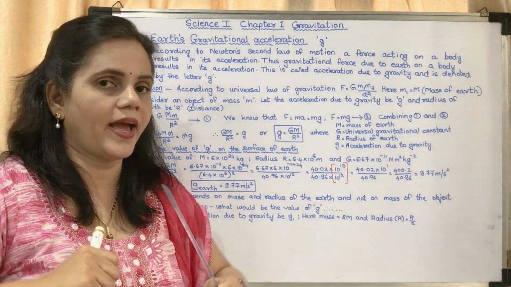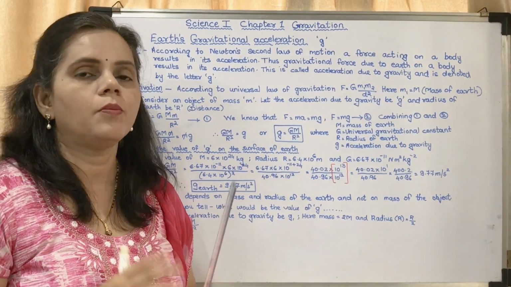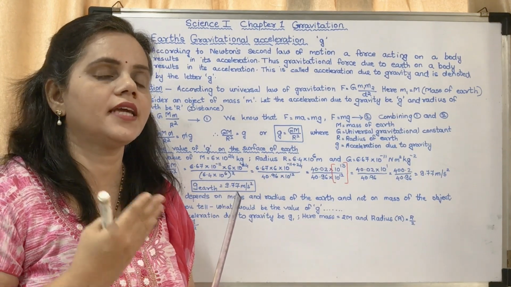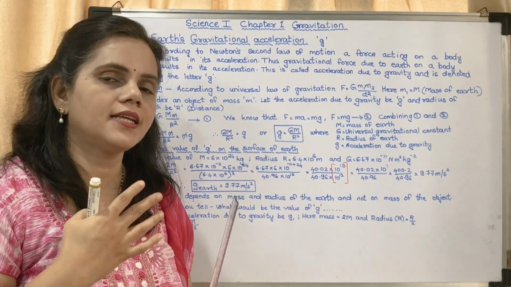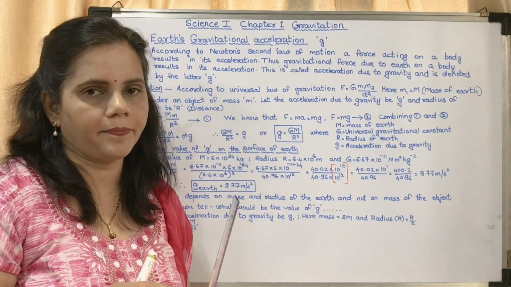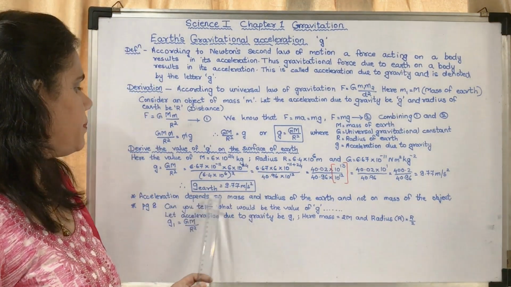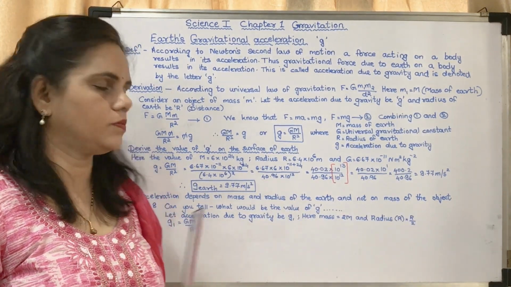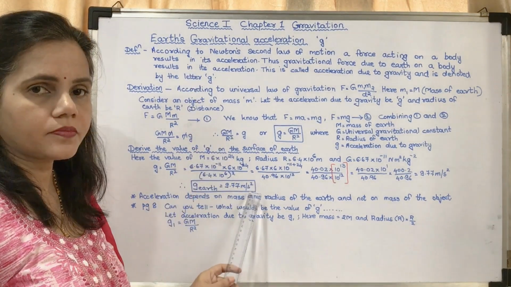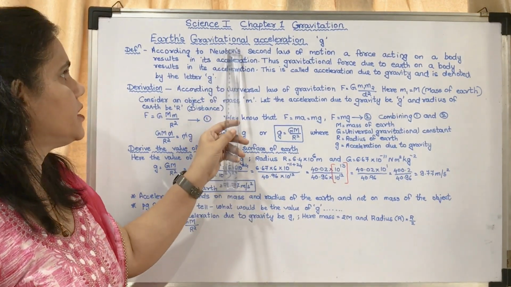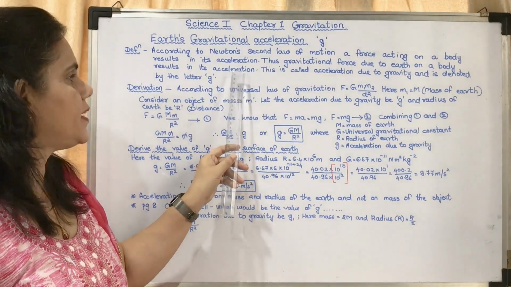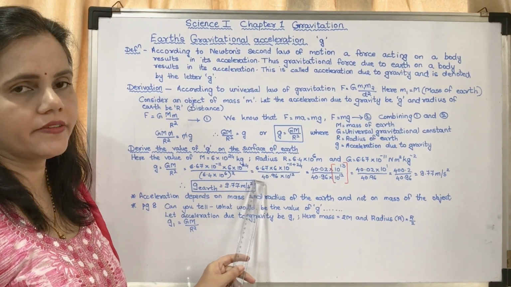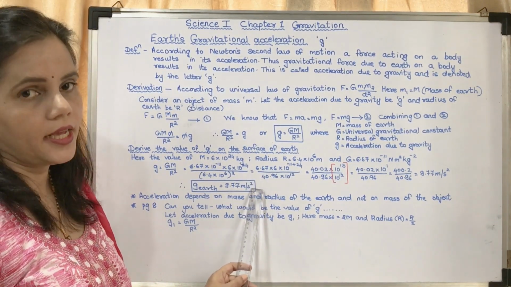Acceleration due to gravity is the same for all objects. So whether the person is fat or thin, both are attracted by the earth with the same acceleration. That means the acceleration due to gravity is the same. So acceleration depends on the mass and radius of the earth and not on the mass of the object. Now till here, hope you have understood. So the first question is what is acceleration due to gravity, the derivation, and the second question, derive the value of g on the surface of the earth. You have to write till here.